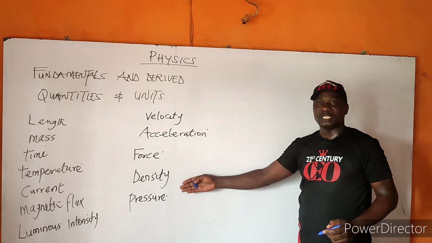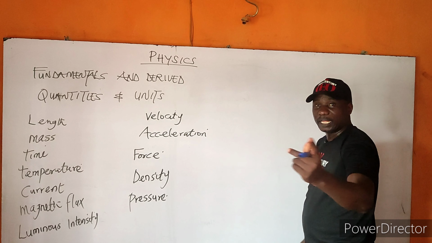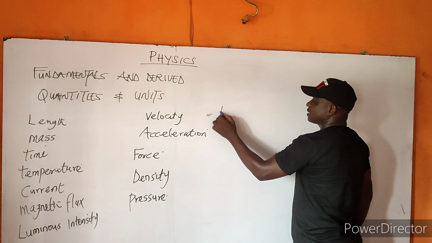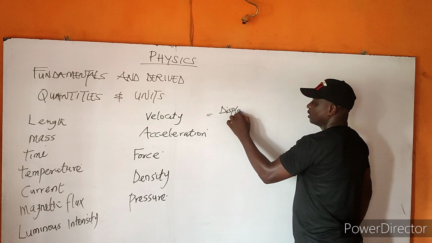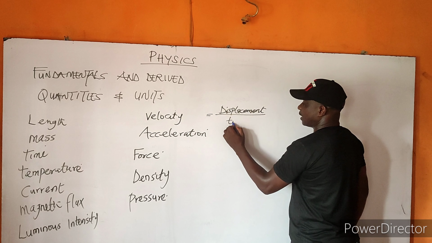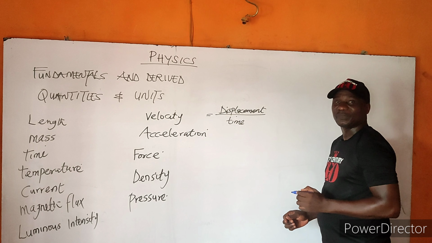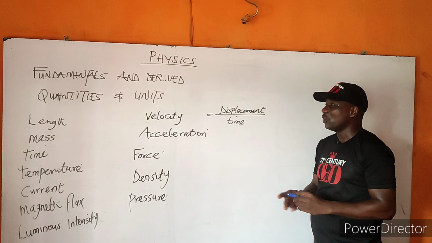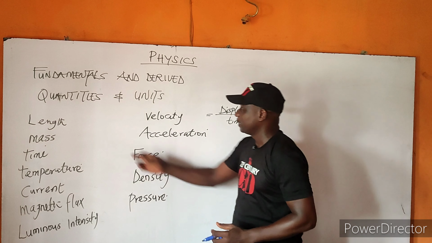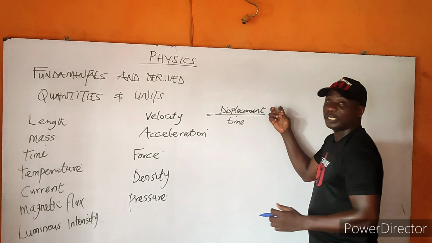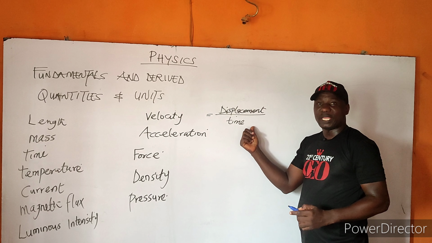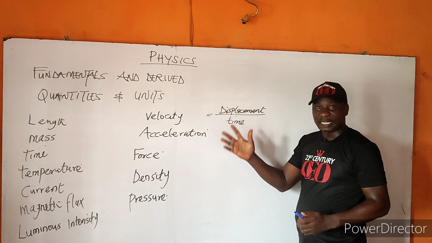Why are these quantities called derived quantities? Let's have a look at this. Velocity is what? That is displacement all over time. You can now see we have brought two fundamental quantities together. What are they? The length, which has to do with the displacement, and the time. So that is why it is being referred to as derived quantities.